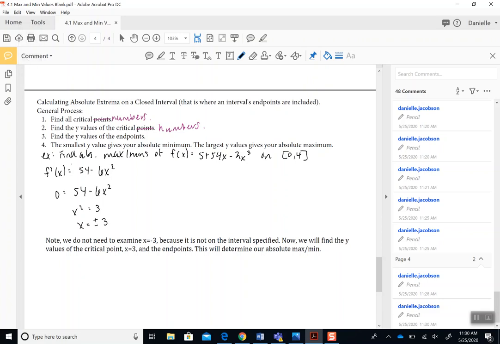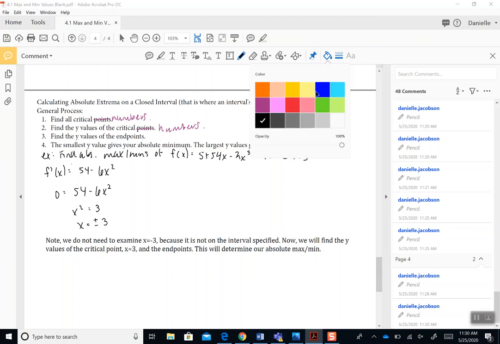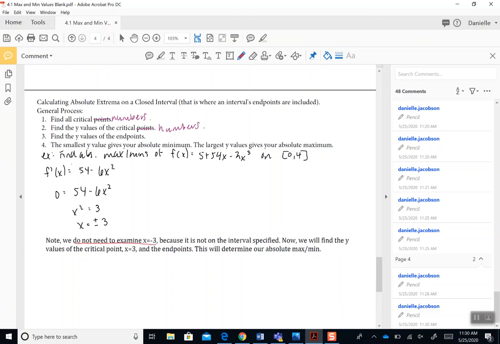Okay, so from here, notice I have two solutions, positive and negative 3. Well, we need to take note that we do not need to examine the negative 3. Looking at our interval, it was from 0 to 4. Negative 3 is not inside of that interval. I don't have to worry about it. What I do need to do is find the y values of the critical number, x equals 3, and the endpoints.